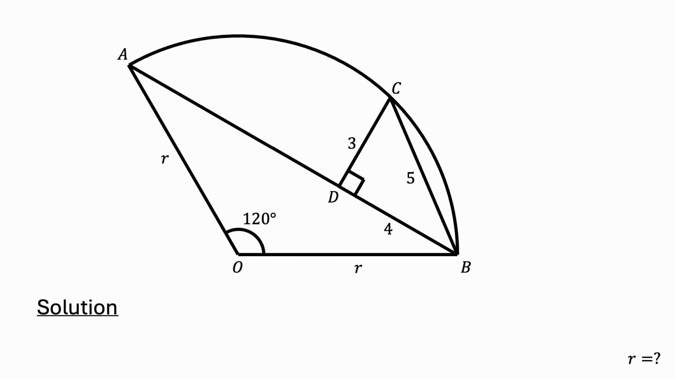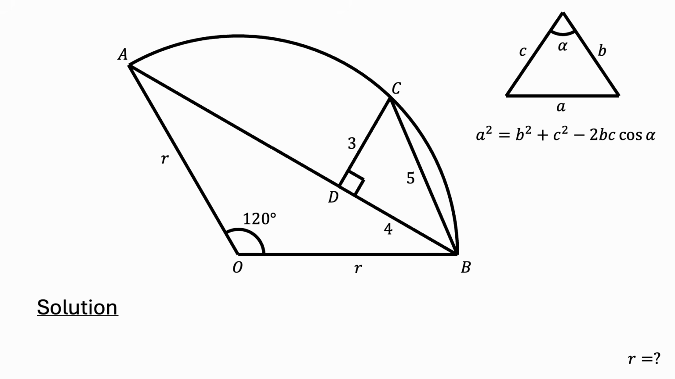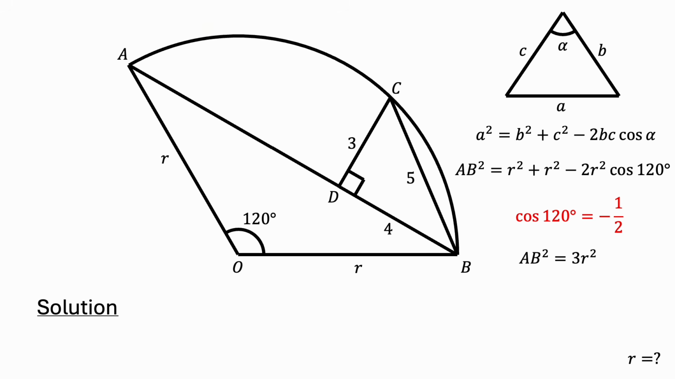Next, let us use the law of cosines to calculate AB. Given a triangle with these dimensions, the law tells us that a squared equals b squared plus c squared minus 2bc cosine alpha. By the law of cosines in triangle AOB, AB squared equals R squared plus R squared minus 2R squared cosine 120 degrees. Since cosine 120 degrees equals minus 1 over 2, we get AB squared equals 3R squared. Therefore, AB equals square root 3 R.